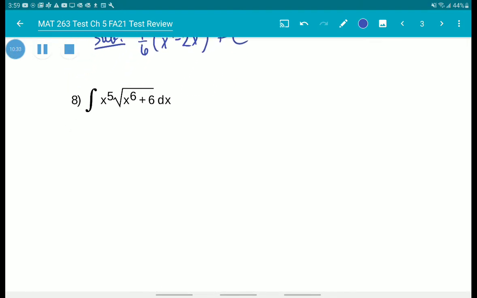Number 8. This is going to require a substitution as well. So our u is our inside function. That's x to the 6th plus 6. du would be the derivative of that. 6x to the 5th dx. So we have x to the 5th. Okay. So I'm just going to rewrite this. I think it makes it easier to see everything.